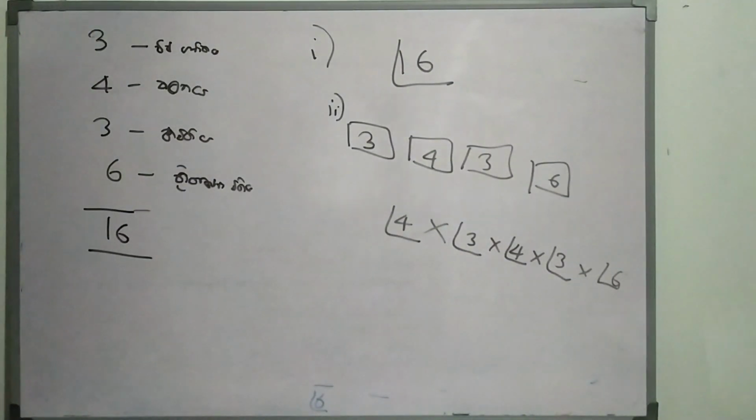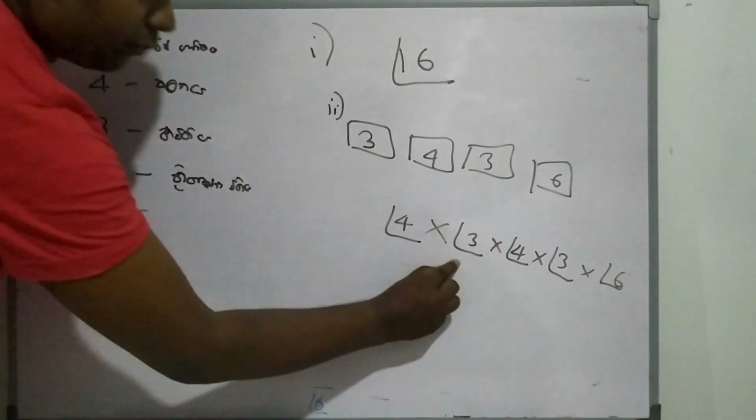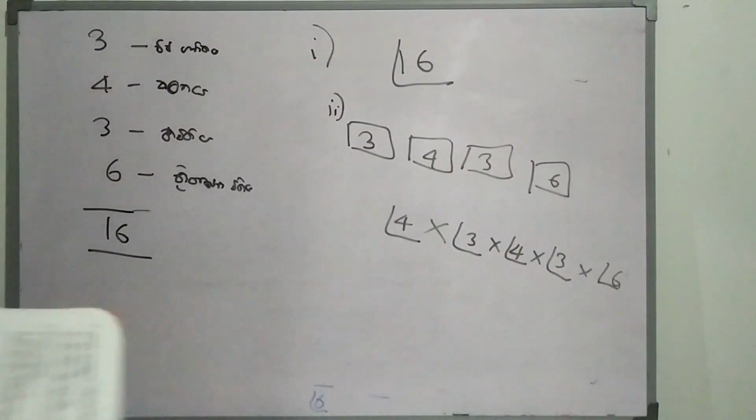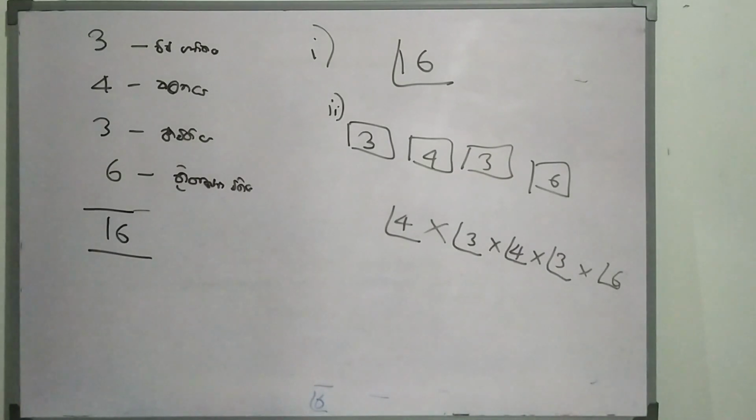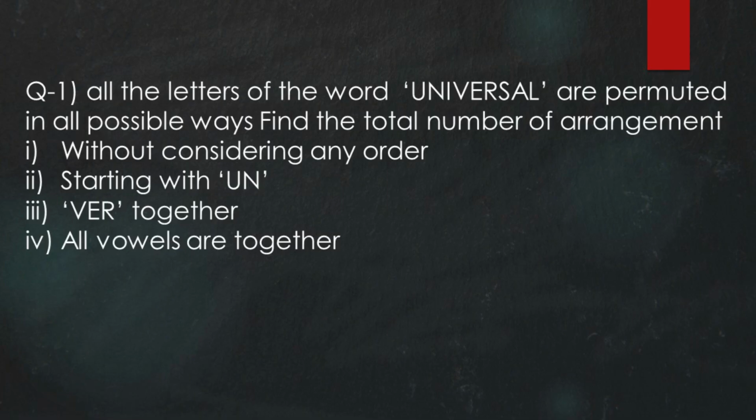However, here the same books are anyway all together because we bundle the books by their name, right? We can interchange inside the bundle, and the bundles can be changed in factorial 4 ways, with 3, 4, 3, 6 inside likewise. Okay, this is the next example. Now I think you might have a little idea about the first theorem. You can do this example as homework, the universal word, you can permute it, right?